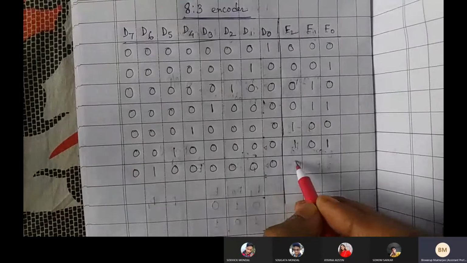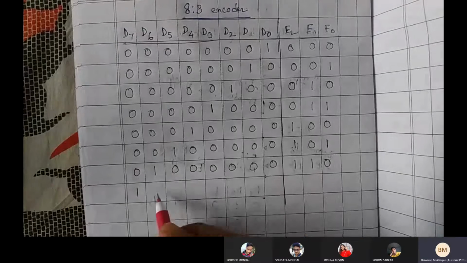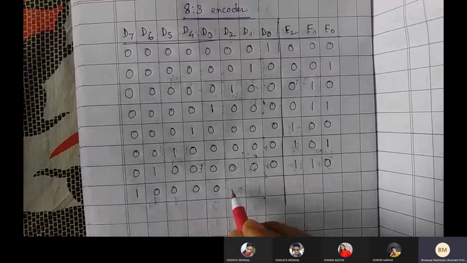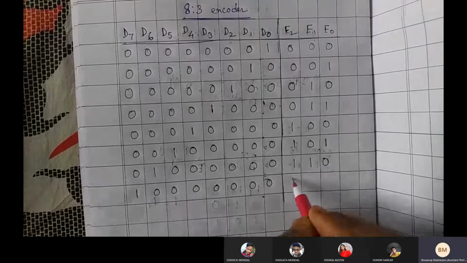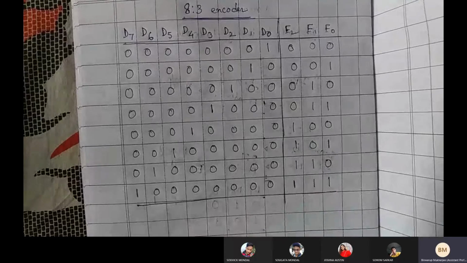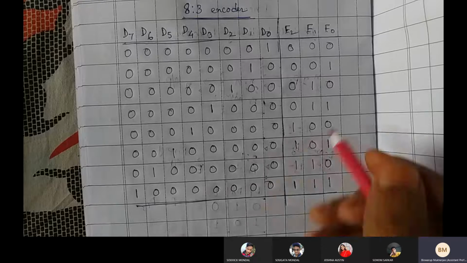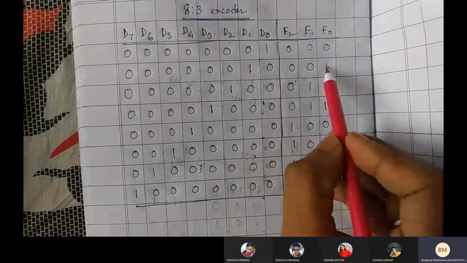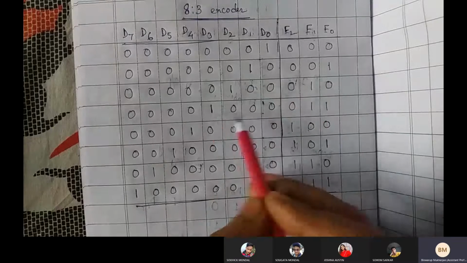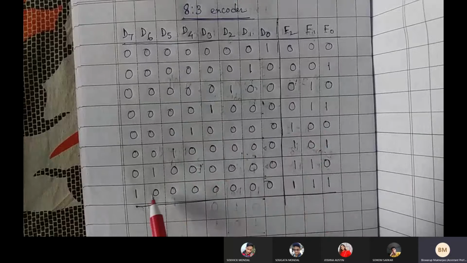So this is 1, 1, 0. And finally, 7. That is 1, 1, 1. So this is my truth table for an 8:3 encoder, right? Now, obviously, for which particular cases you are getting the output 0 high, it's for D1, it's for D3, it's for D5, and then again D7.